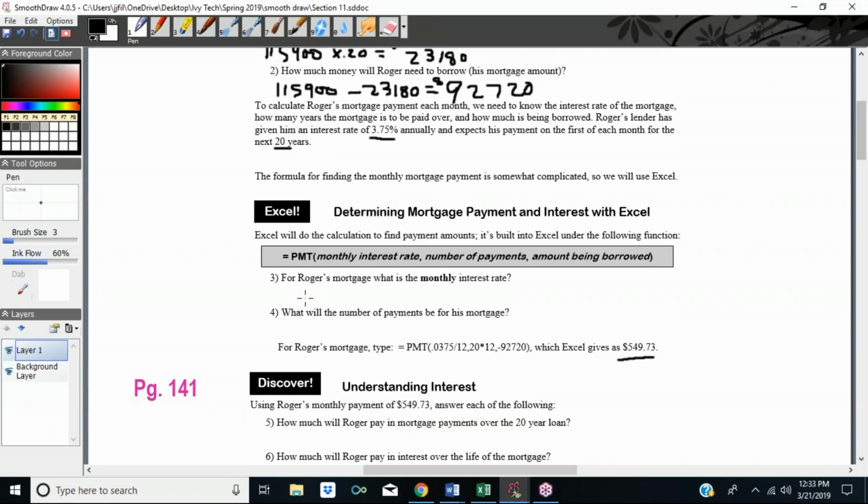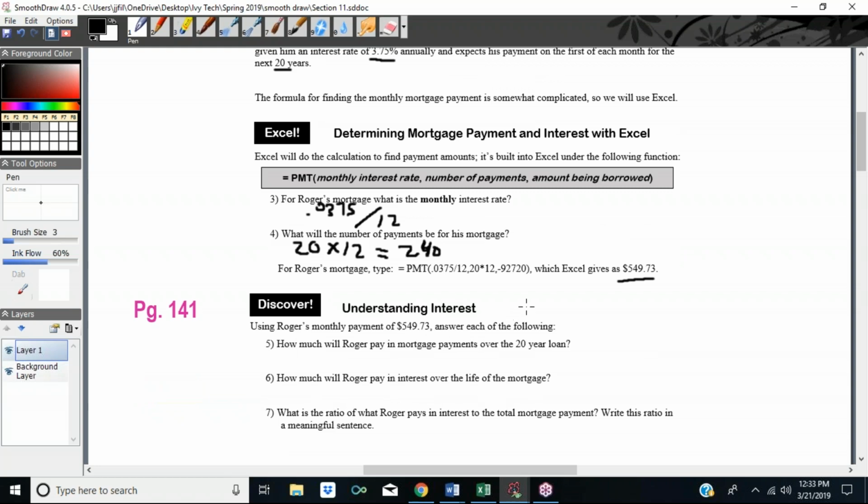So let's just see this here. For Roger's mortgage, what will the monthly interest rate be? It'll be 0.0375 divided by 12. That's his monthly rate. The number of payments, 20 times 12. 20 years, 12 months. 240. And don't forget that equals sign when you put these formulas in.